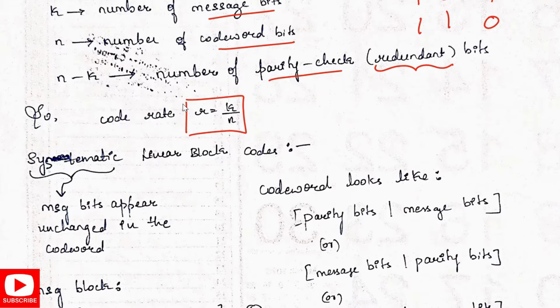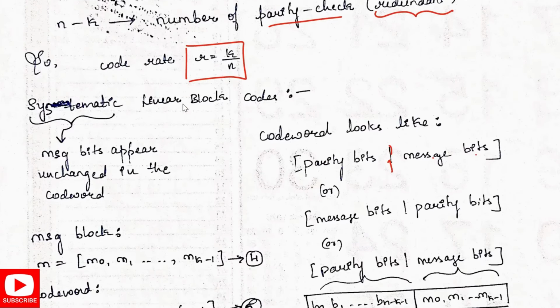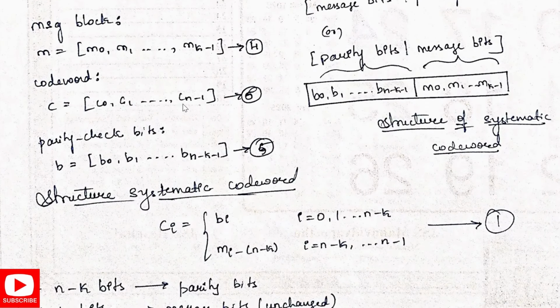A systematic linear block code means the message bits appear unchanged in the code word. The code word will look like parity bits followed by message bits, with a dotted line separating them in the matrix, or message bits followed by parity bits. This is how you represent it. In the symbol notation, the message is m from m0 to mk minus 1, the code word is c from c0 to cn minus 1, and the parity check is b from b0 to bn minus k minus 1. Consider these as equations 4, 5 and 6.